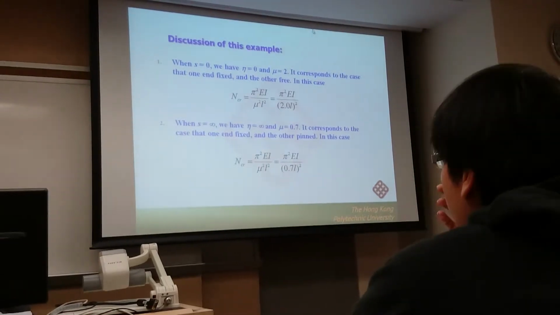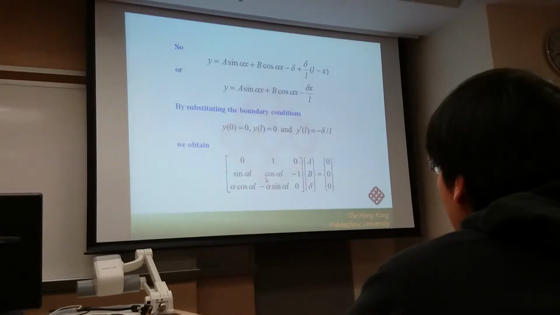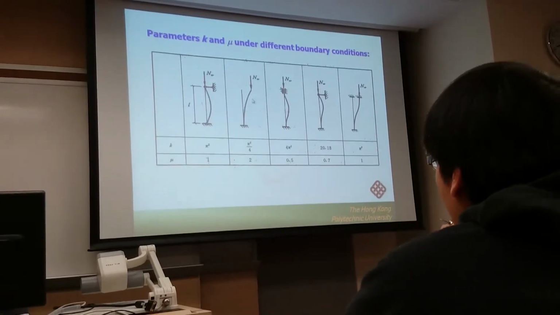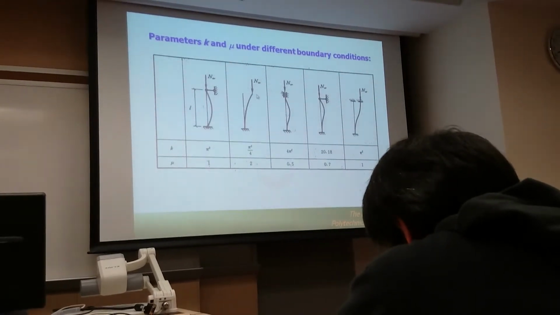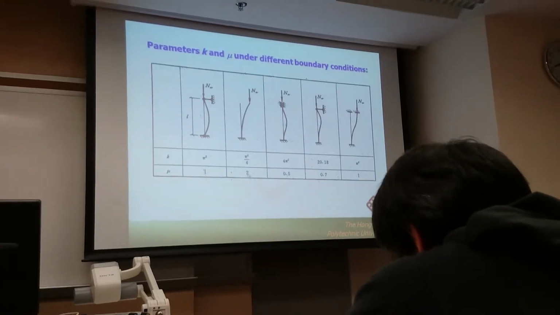Okay, so when the spring stiffness is equal to 0, it is corresponding to the case given here, right? The spring stiffness equal to 0 means no spring, right? So in this case, mu is equal to 2.